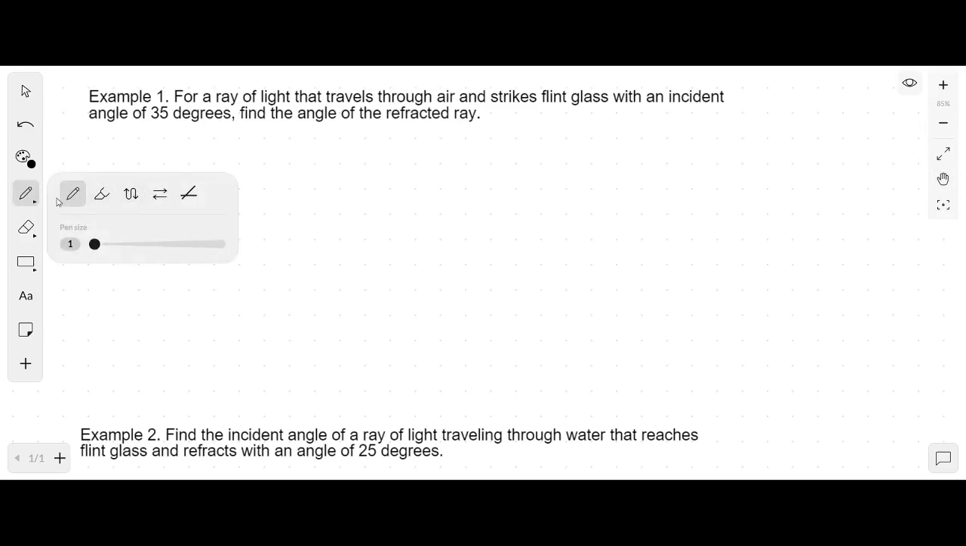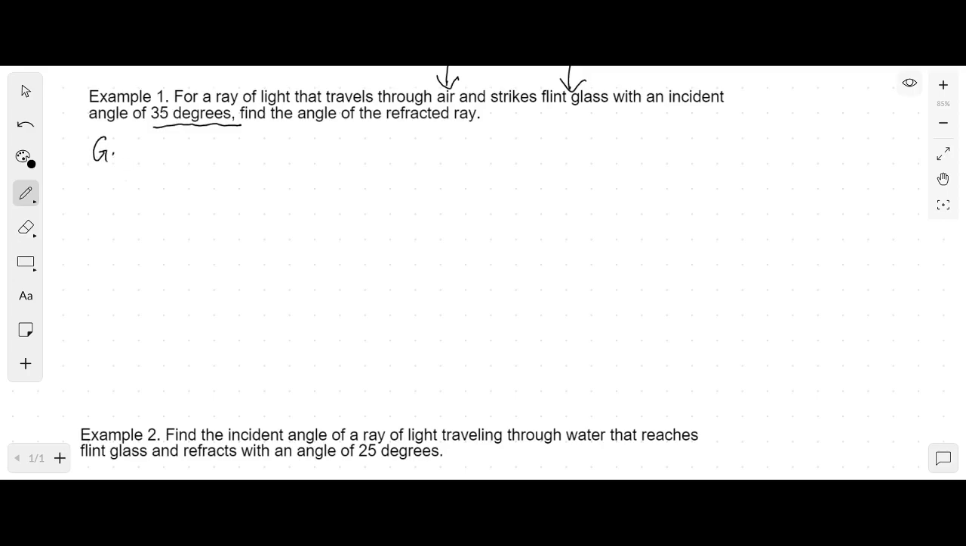So example 1 states, for a ray of light that travels through air and strikes flint glass with an incident angle of 35 degrees, find the angle of the refracted ray. So what I'm going to do first is just highlight the pieces of information that the question gives us. The first piece of information is that it flies through air. The ray of light is traveling through air and it strikes flint glass, with an incident angle of 35 degrees, find the angle of the refracted ray.